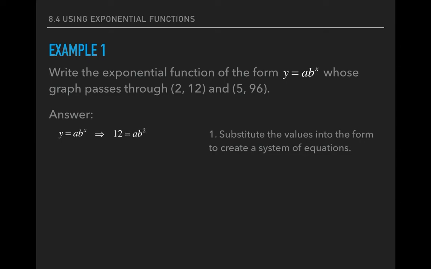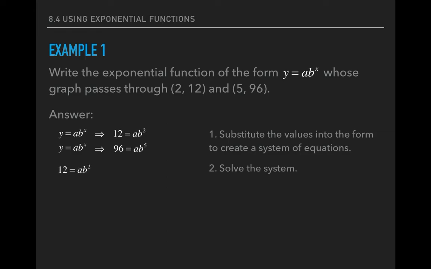This is the form. This would be the form after we've plugged in that first point. The y value is 12, and then it would be equal to ab to the second power because our x value is 2. Similarly, our second point would look like 96 equaling ab to the 5th power because our x value is 5 and our y value is 96. So now that we have those two equations, we are going to solve our system. Solving the system means finding a and b.